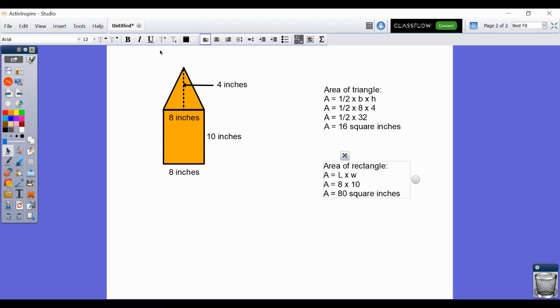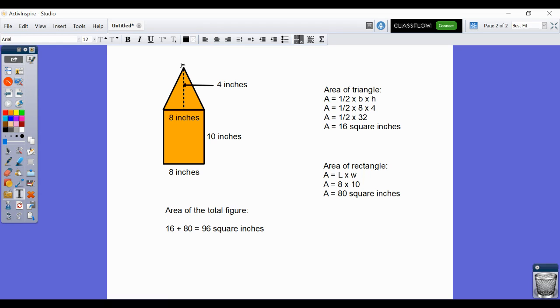To find the total area of our entire composite figure, we're going to add those two areas together. So the area of the total figure, we're going to add those two areas together. So we're going to do 16 plus 80. If we plug that in our calculator, we will get the total area of our composite figure being 96 square inches.